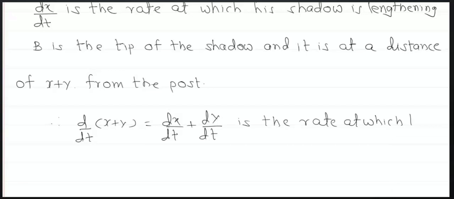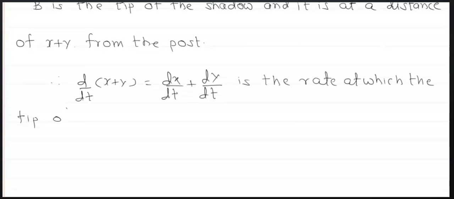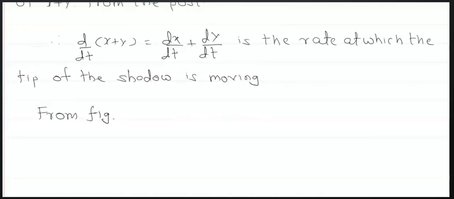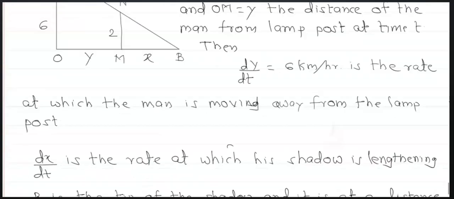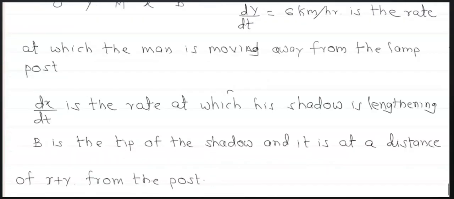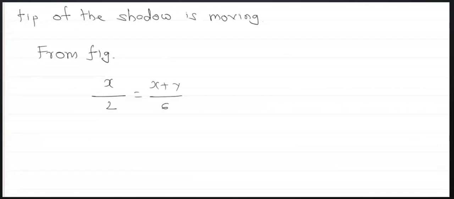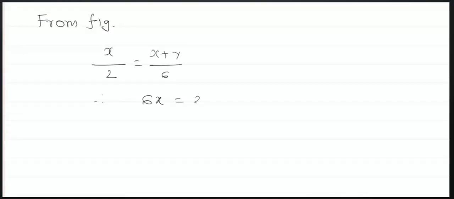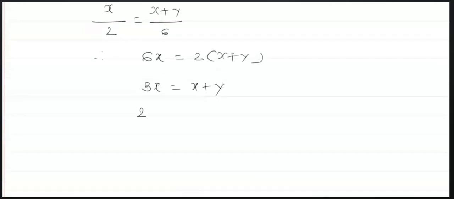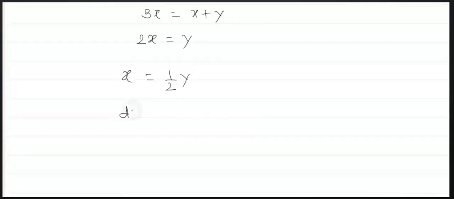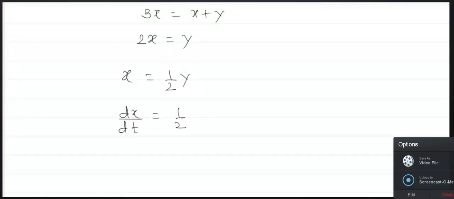is the rate at which the tip of the shadow is moving. From the figure, x upon 2 is equal to x plus y upon 6. If you make the cross multiplication, then you will get 2x is equal to y, and x is equal to 1 upon 2y. Again, I will explain this.